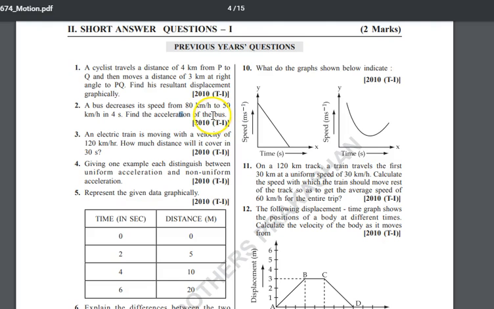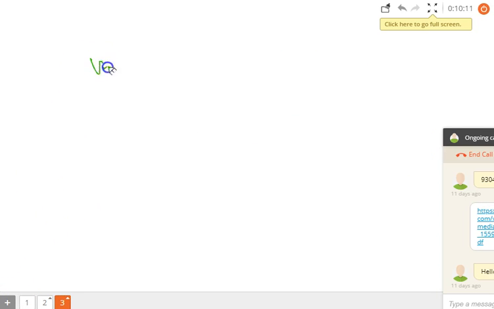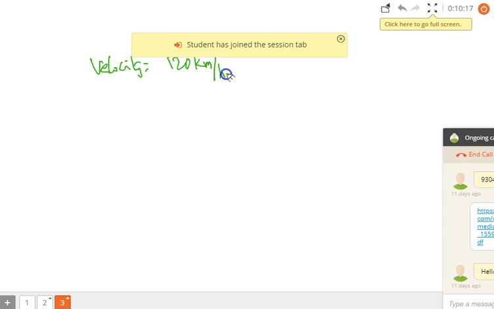Yes, sir. We have to do it compulsory. Okay, sir. Now, third question. An electric train is moving with a velocity of 120 kilometer per hour. Velocity of the electric train, how much? 120 kilometer per hour.